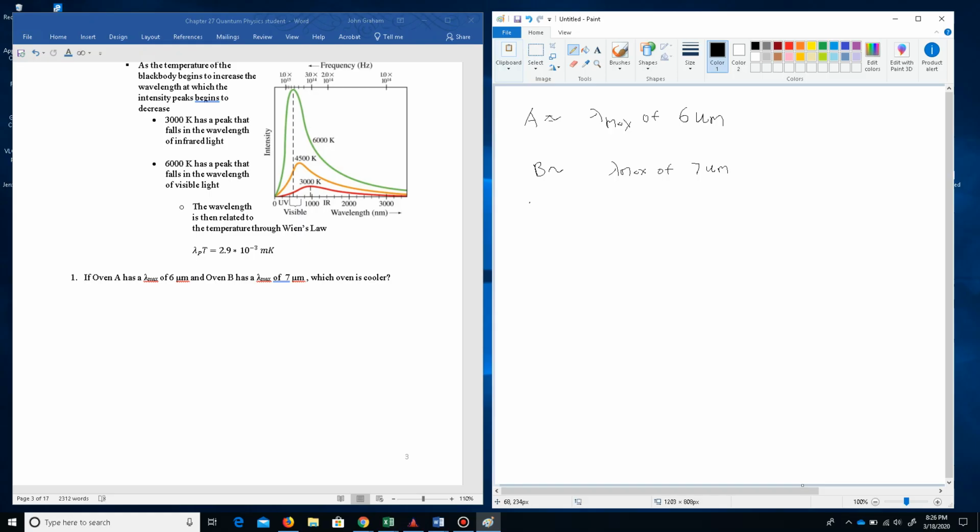So we can look at temperature A, and it's going to be the wavelength times the temperature is going to equal 2.9 times 10 to the negative 3. So this temperature is going to equal the 2.9 times 10 to the negative 3 over the wavelength. So for A, it'll be 2.9 times 10 to the negative 3 over 6 times 10 to the negative 6. And for B, it'll be 2.9 times 10 to the negative 3 over 7 times 10 to the negative 6.